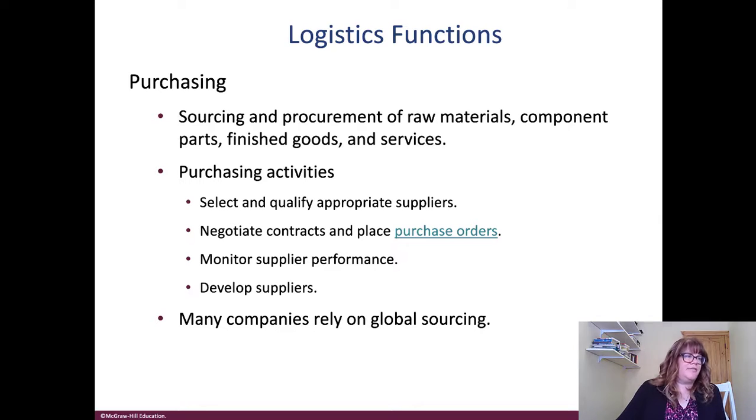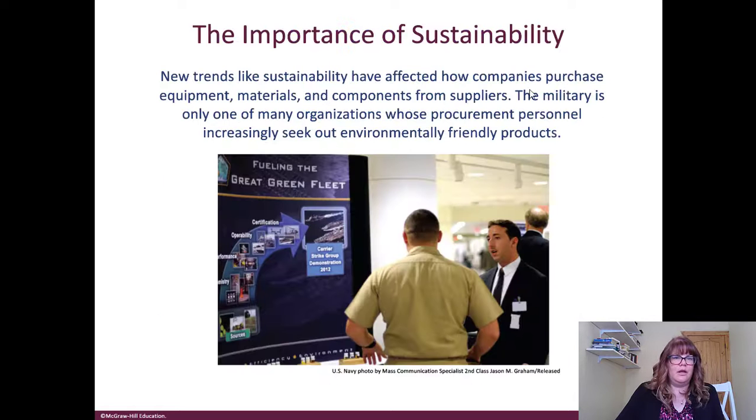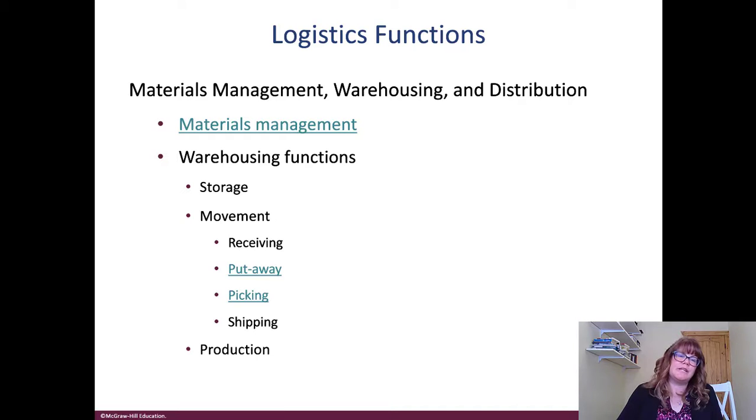All right, logistics functions. Purchasing involves the sourcing and procurement of raw materials, component parts, finished goods, and services. Here is a slide explaining the importance of sustainability. So another logistics function is materials management. This involves the inbound movement and storage of materials in preparation for those materials to enter and flow through the manufacturing process. Warehousing activities can be organized into 3 basic functions: storage, movement, and production.